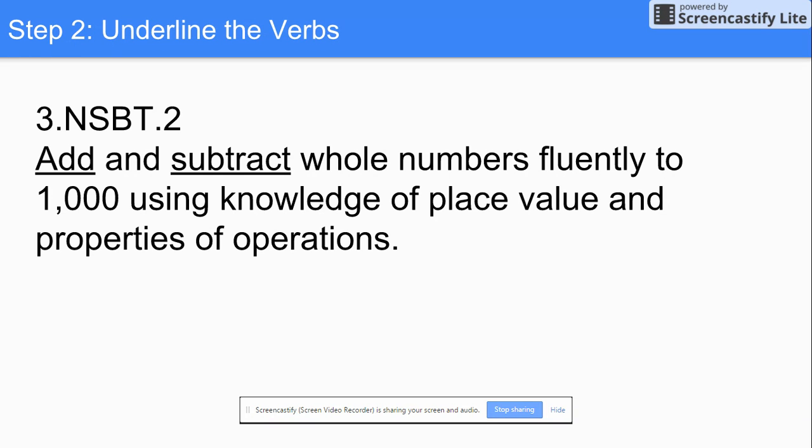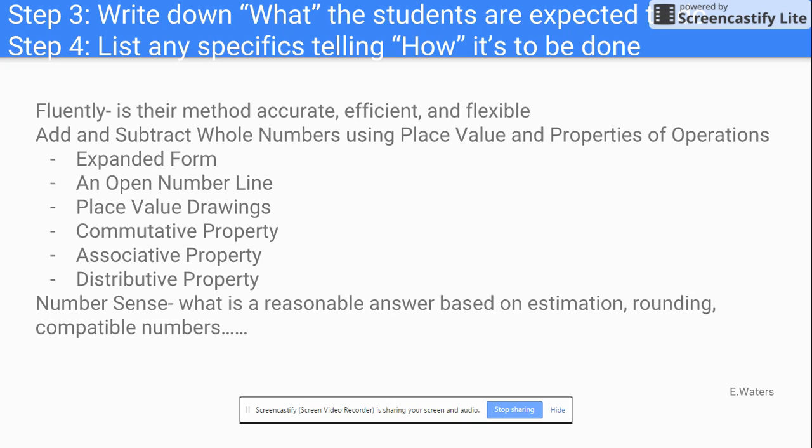Step 2 is going to tell us to underline the verbs. So in this case, what are we going to be underlining? That's right, add and subtract. Step 3 tells us to write down what the students are expected to do. And then Step 4 says list any specifics telling how it's to be done.